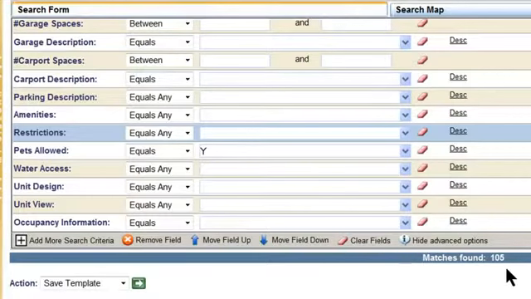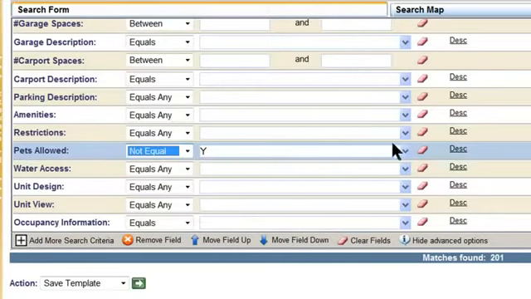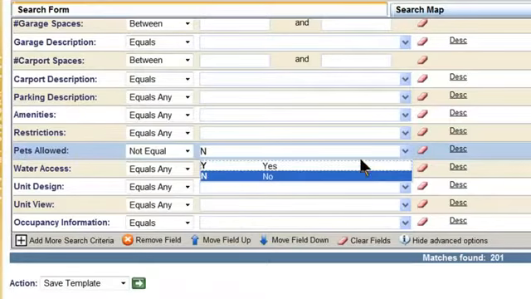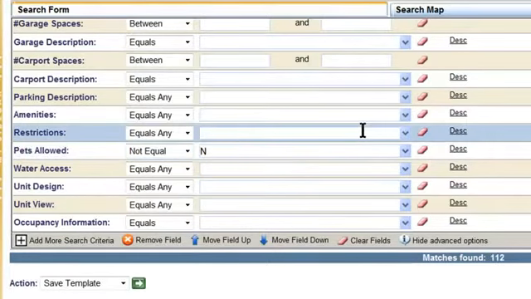You're going to get them all if you do it the way I show you. Forget the old way. Just go not equals and then no. And then you might just find some very motivated sellers.